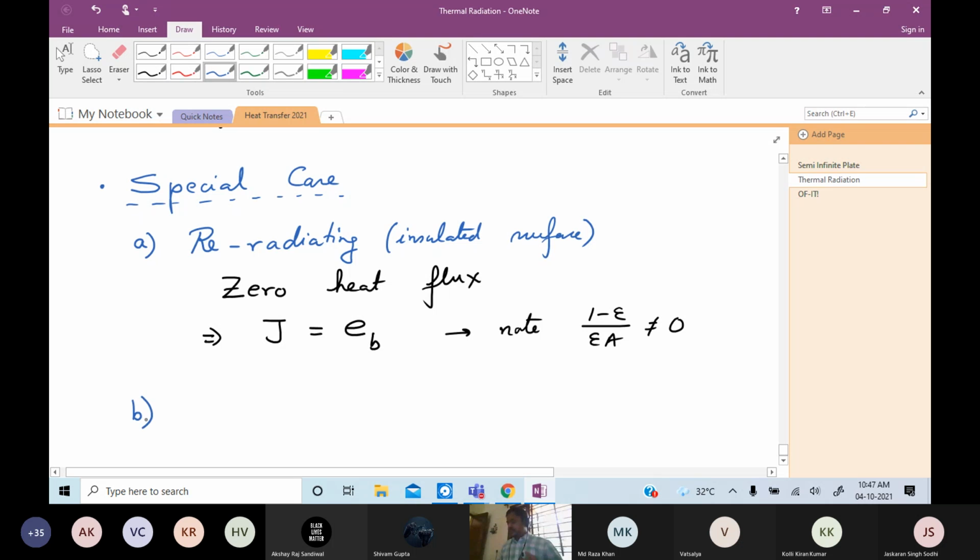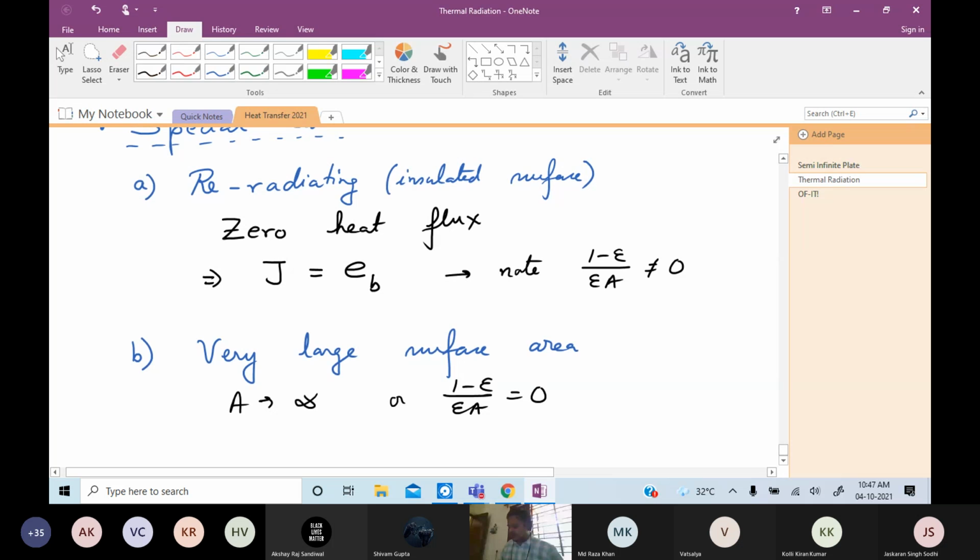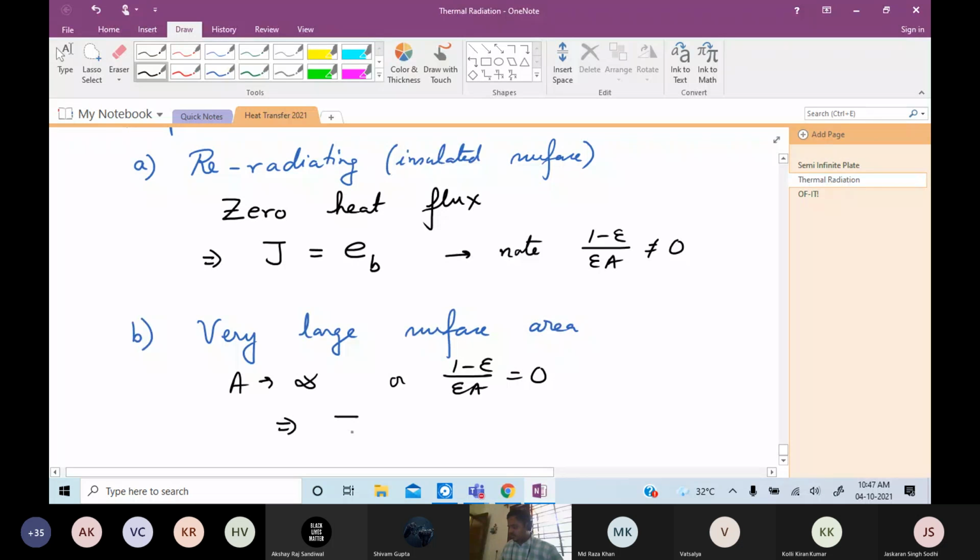And then there's a case B, where it's a very large surface area. Okay. So what does that mean? It means that A tends to infinity, or 1 minus epsilon over epsilon A equals 0, which again implies J equals EB. Mathematically, they are equivalent, but physically they mean completely different things.